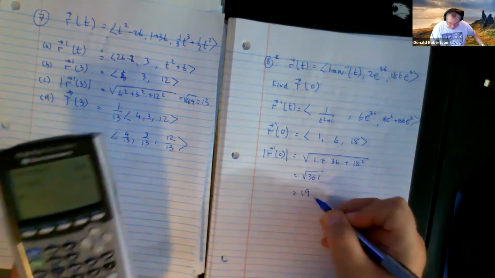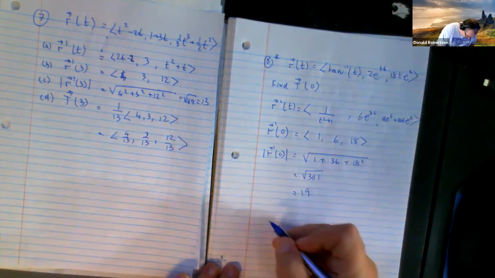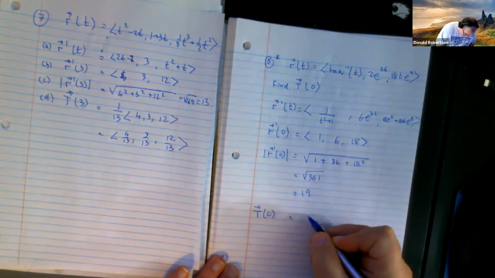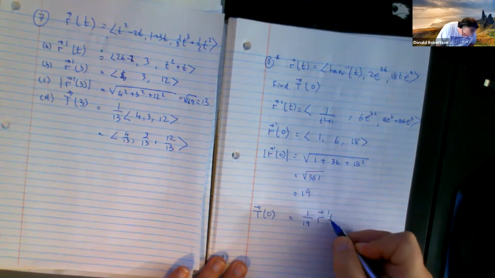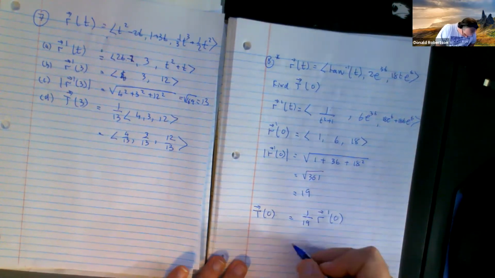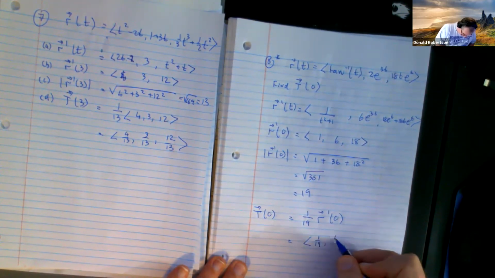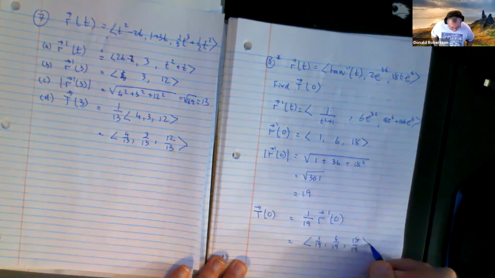Now that took some moving these numbers, didn't it? But it's a perfect answer. It's a 19. So the unit tangent vector at 0 is the derivative vector at 0 over 19. So what do you get? 1/19, 6/19, 18/19.